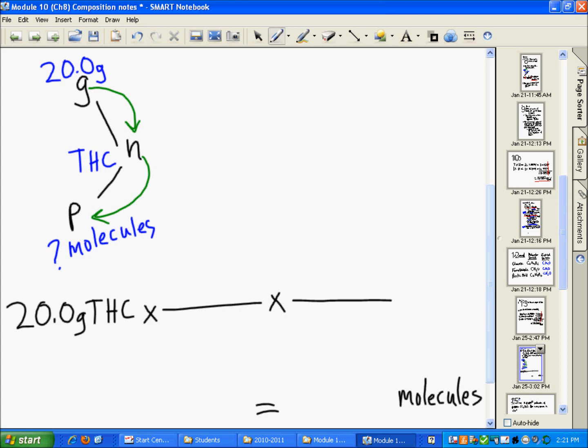Okay, so what unit will go on the bottom of our first step? Grams of THC. At the end of the first step, what unit will we have? Mole of THC. And what's going to be on the bottom of the second step? Mole of THC, because we have to get rid of that unit. And what unit will we have at the top? Molecules of THC.